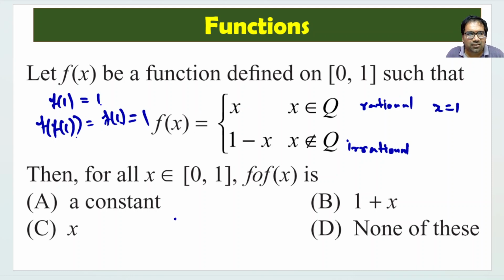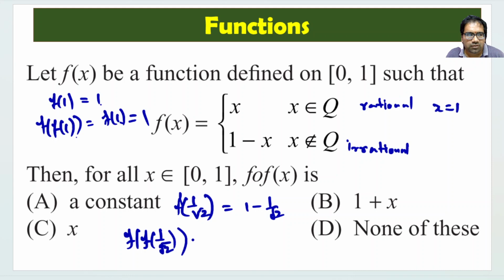So, for example, f of f of 1 by root 2. 1 by root 2 is irrational, right? f of 1 by root 2 is what? 1 minus 1 by root 2. This is 1 minus 1 by root 2. Now, what about f of this? This becomes f of 1 by root 2 replaced with 1 minus 1 by root 2. Right. 1 minus 1 by root 2 is still irrational only, right? The sum of a rational and an irrational number is still irrational.